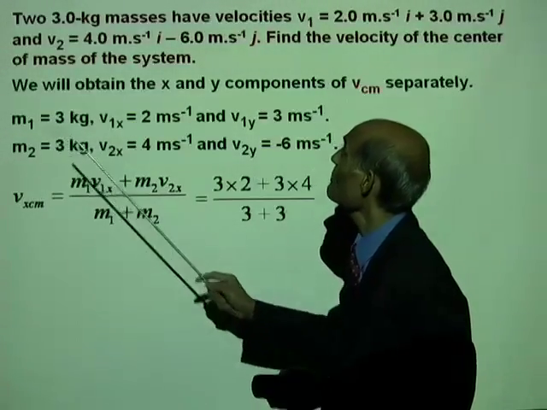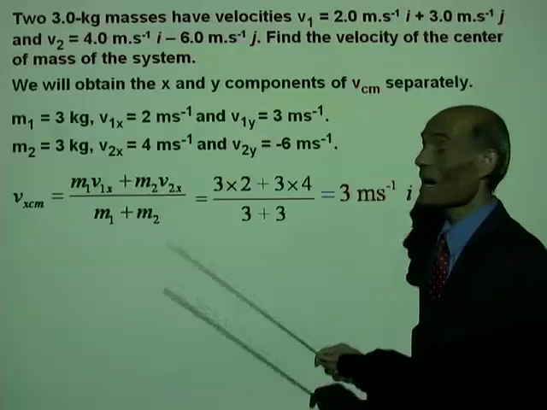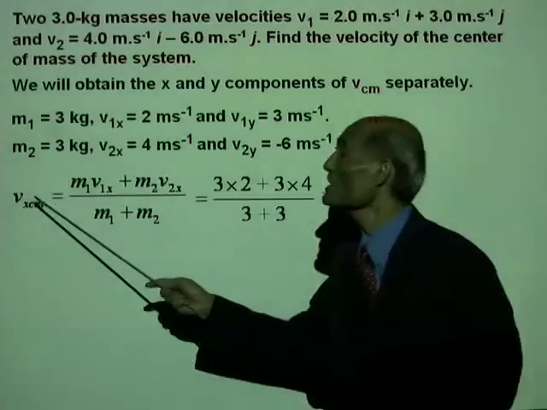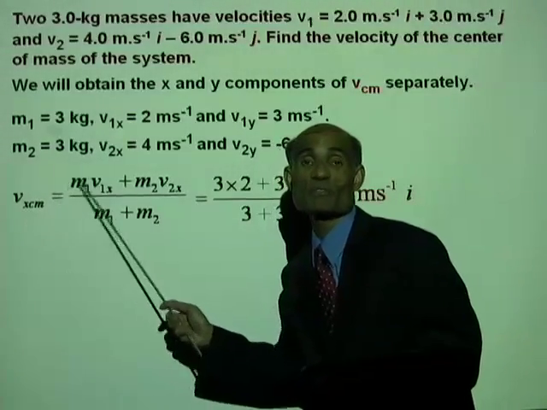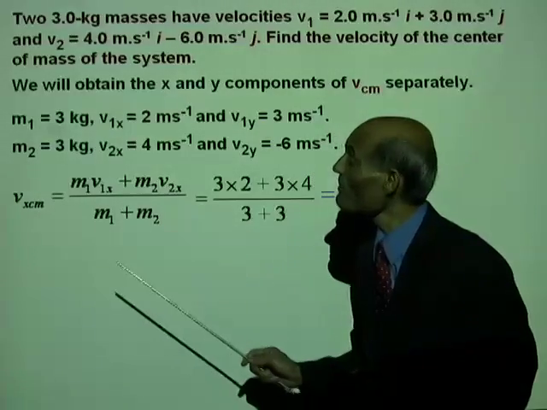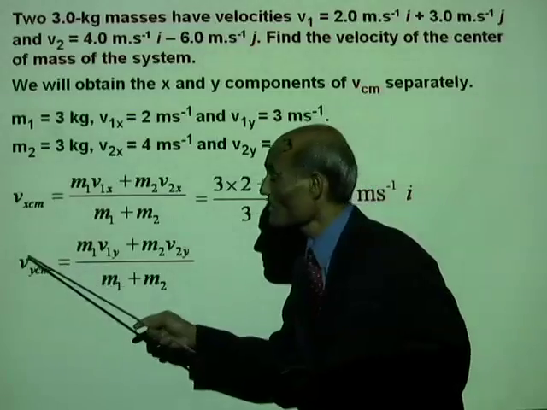m1 is 3 kilogram, m2 also is 3 kilogram, and that is 3 meter per second i. That is the velocity of the center of mass in the x direction. Similarly, we find the velocity of the center of mass in the y direction.